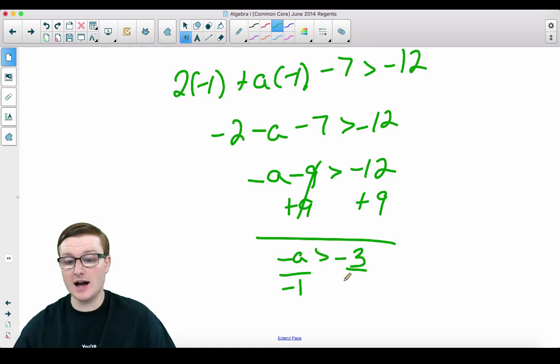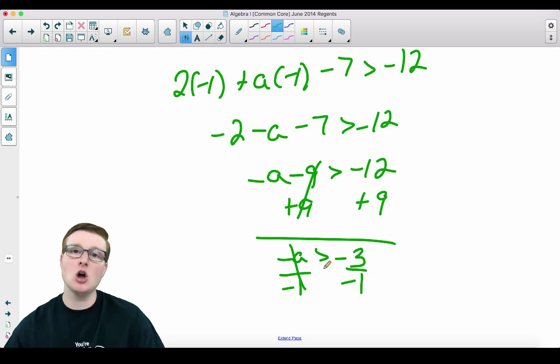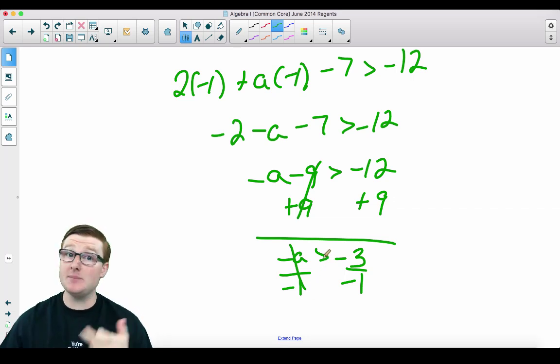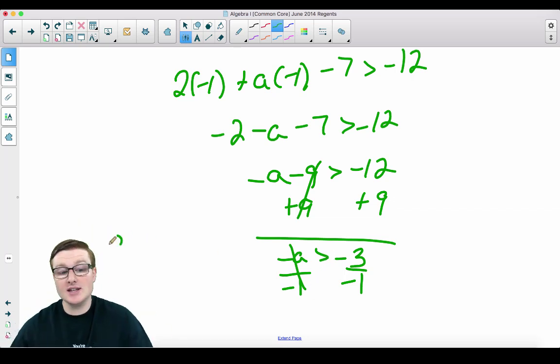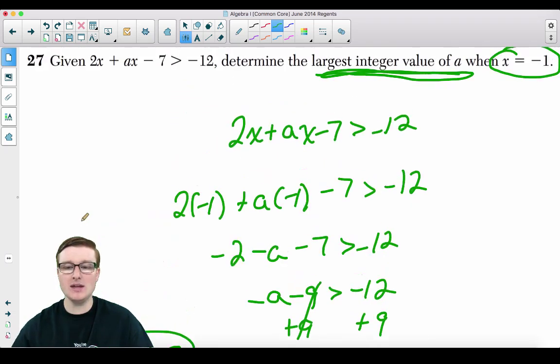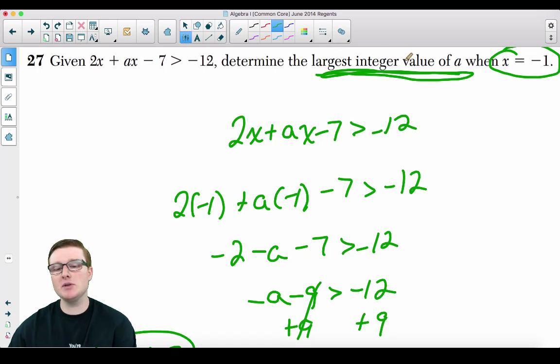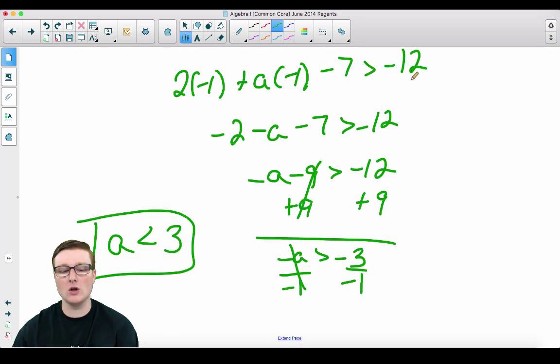And then we're going to divide by negative 1. And remember, when you divide by a negative, you have to flip the inequality sign. So your answer is a is less than 3. Okay? But we can't just stop there. It says determine the largest integer value. Well, the next largest integer that would make this work has to be 2. A has to be 2.